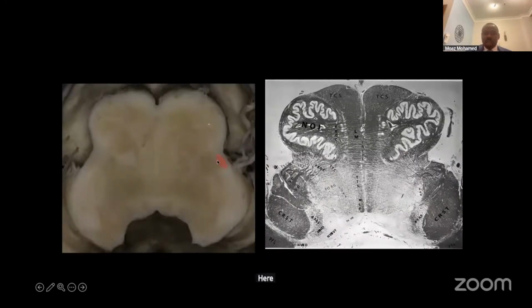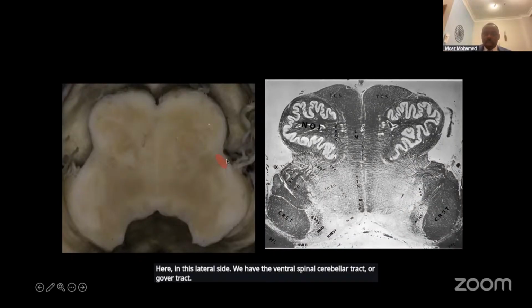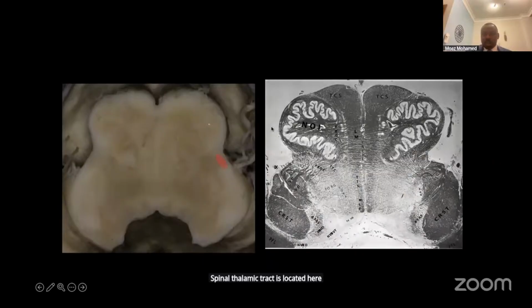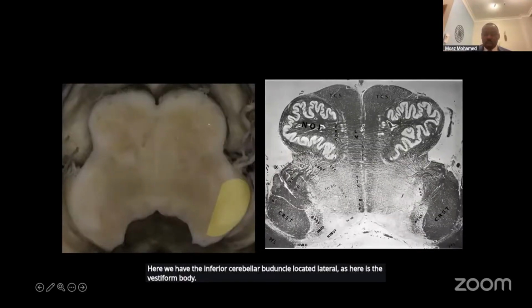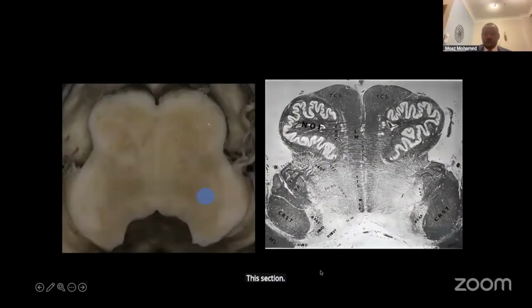Here on this lateral side, we have the ventral spinocerebellar tract, or Gowers tract, with the spinothalamic tract located here. Here we have the inferior cerebellar peduncle located laterally, which is the restiform body. In this section we have the trigeminal nucleus again, located here, the whitest area. We have here the vestibular nuclei, just medial to the inferior cerebellar peduncle or restiform body, located here.